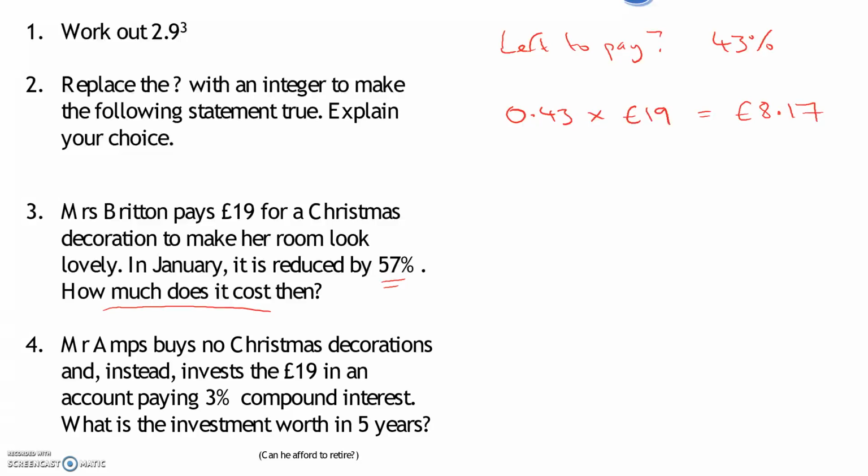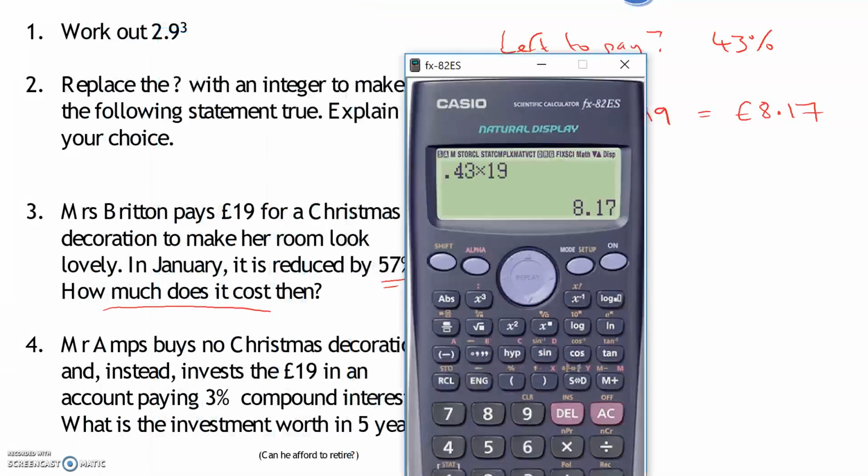Okay, now some people may have found the 57% multiplied by 0.57 and then subtracted that from the 19, but using this method is much quicker. We can do it in one go, so I would suggest you try and do that.